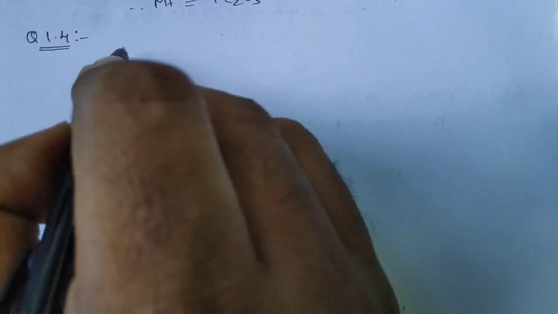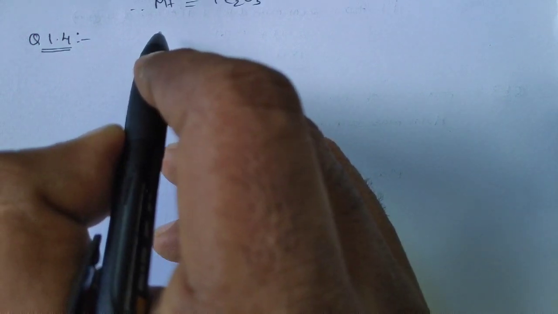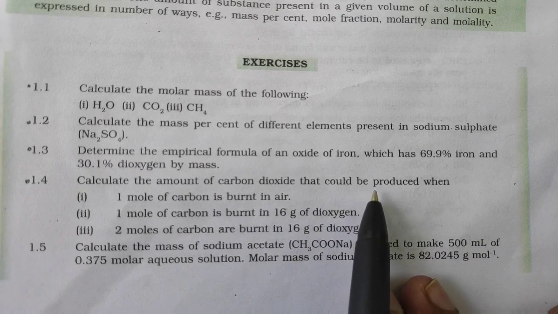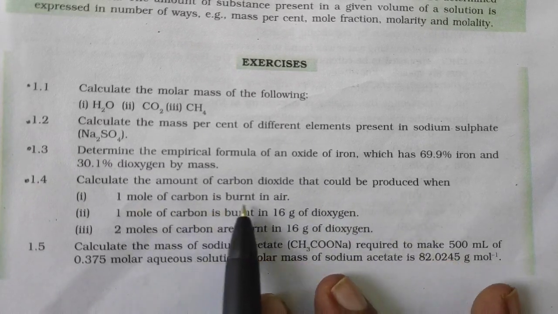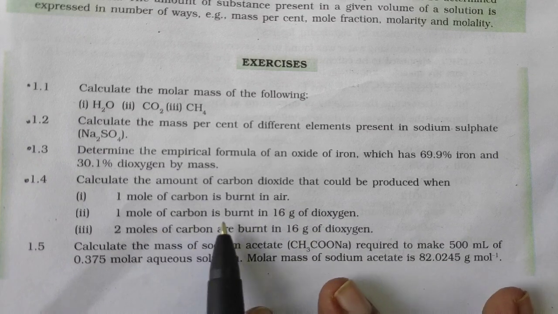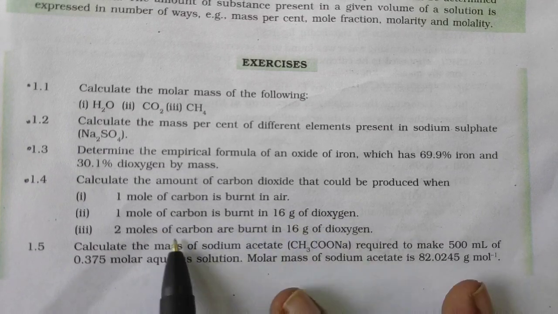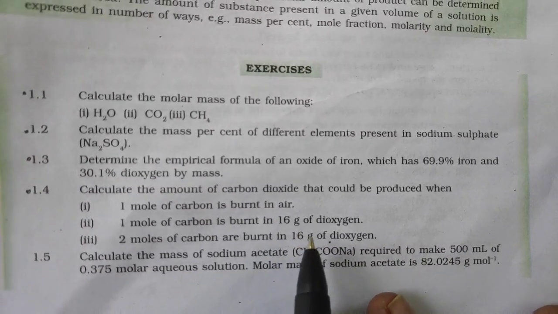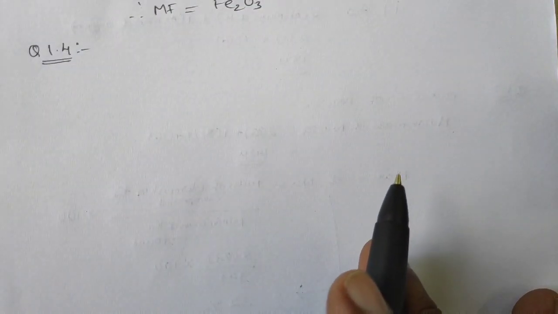Now in 1.4, you can see the question is: calculate the amount of carbon dioxide that could be produced when 1 mole of carbon is burned in air, 1 mole of carbon is burned in 16 gram dioxygen, and 2 mole of carbon are burned in 16 gram of dioxygen. This part we are going to discuss now.